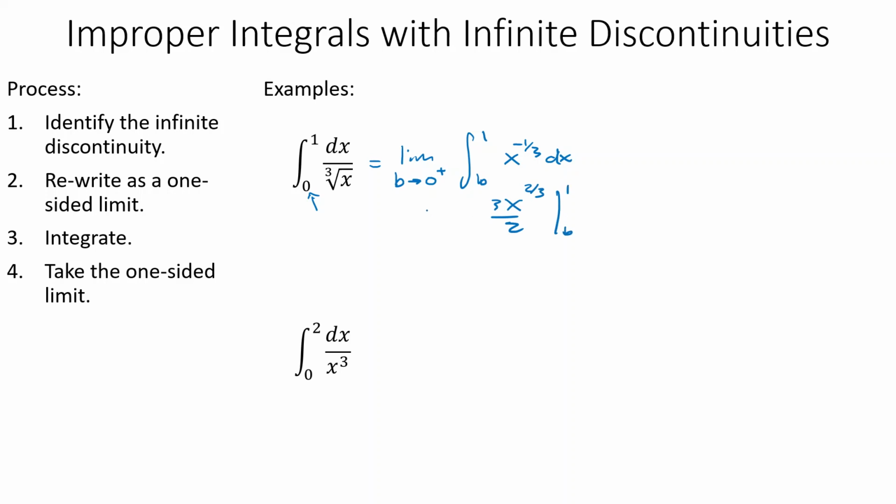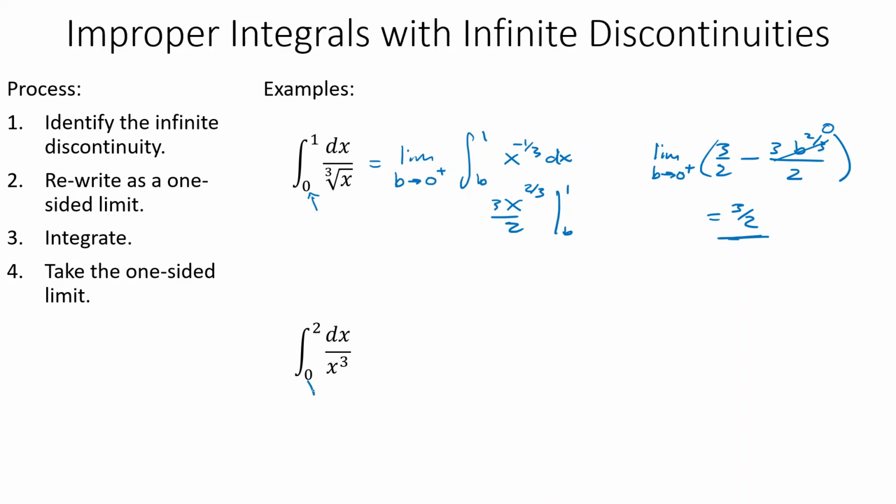So we plug in 1, limit as b goes to 0 from the right. Plug in 1, we're going to get 3/2 minus, plug in b, we're going to get 3b to the 2/3 over 2, like that. And we can plug in 0 here. That's not a problem. So if we plug in 0, this is just 0. So we end up just getting 3/2. So even though we had an asymptote at one of the ends, it wasn't that bad.